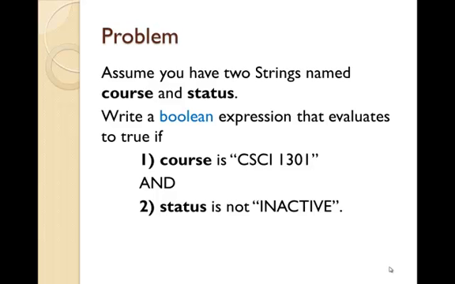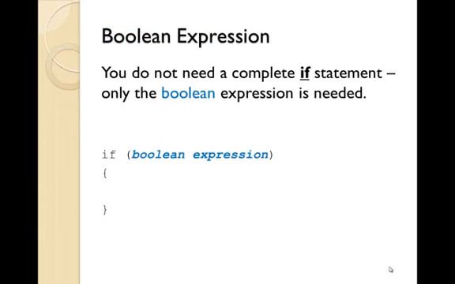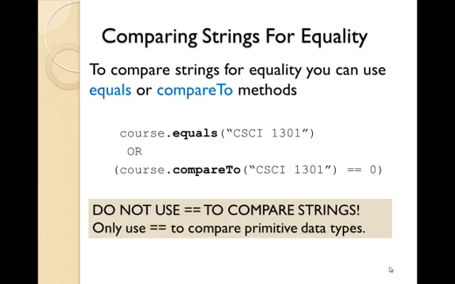Question 5 asks you to assume that you have two strings named course and status. You are supposed to write a boolean expression that evaluates to true if course is equal to CSCI 1301 and status is not inactive. You do not need to write a complete if statement. You are just writing what the if statement would be looking for if you had one.